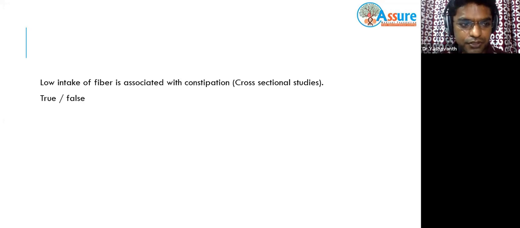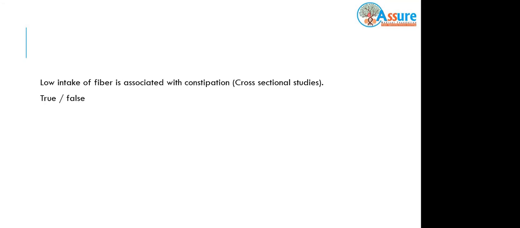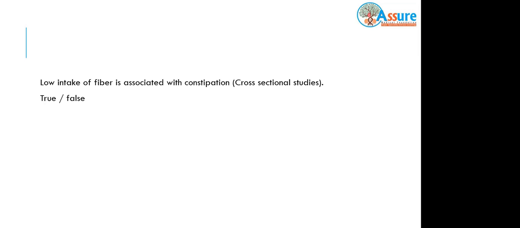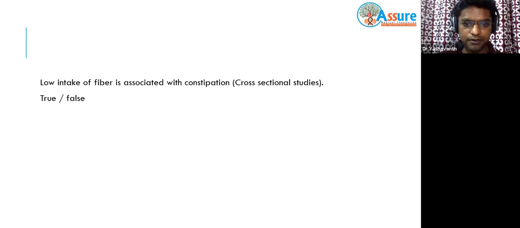So next question: low intake of fiber is associated with constipation. True or false? True. Okay. Anyone want to make an attempt? True. Okay. See, this is from Schlesinger, one line. See, taking fiber will help to avoid or overcome constipation.